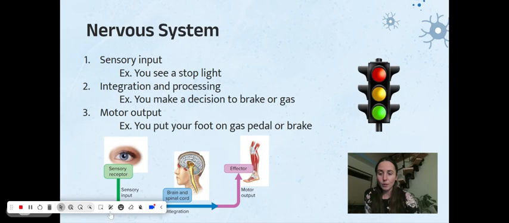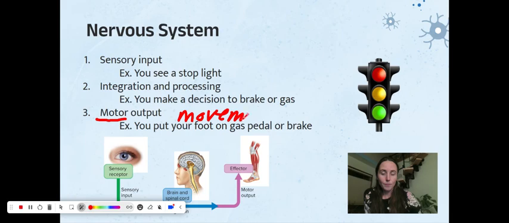And when I hear the word motor, I think of movement, right? So motor equals movement. And that's like our reaction to something. You're going to put your foot on the gas pedal or the brake pedal, depending on what light you see. So every part of our nervous system can really be broken down into these 3 steps.